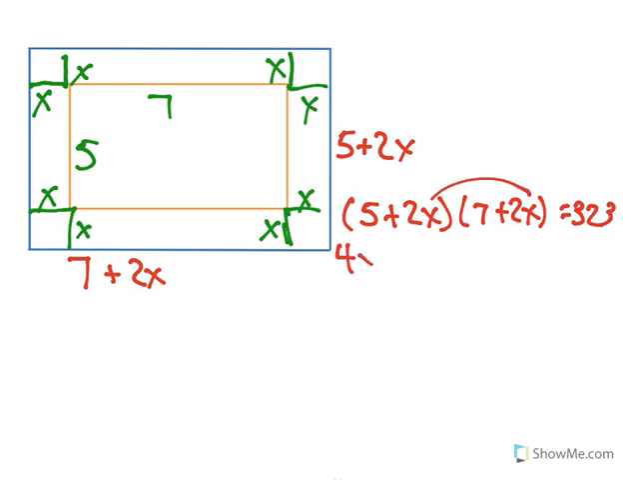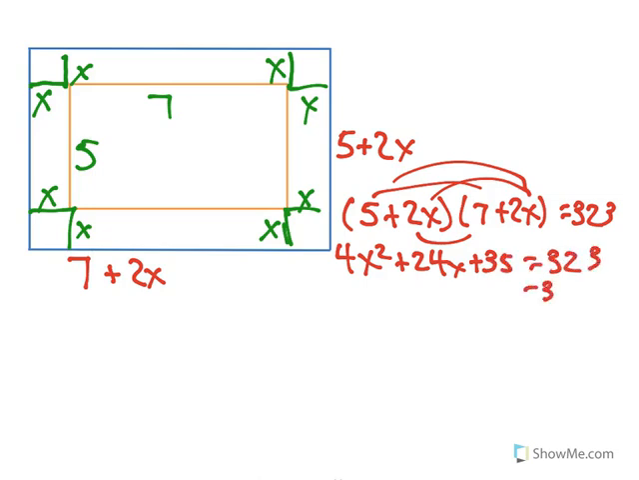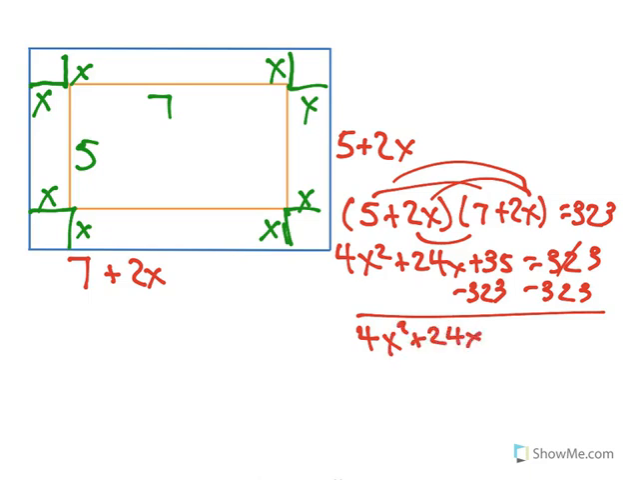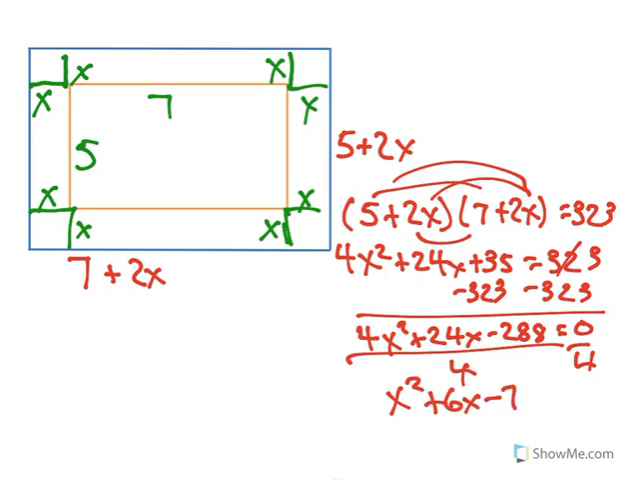So I've got my 4x squared. I've got my 14x and my 10x, which is 24x. And I've got my 35. We're going to put it in standard form, so I'm going to move my terms. So that gives me 4x squared plus 24x, and that's going to give me minus 288. And again, we're not going to use 5-step method. I get x squared plus 6x minus 72 equals 0. I should be able to factor that down as x plus 12 times x minus 6.